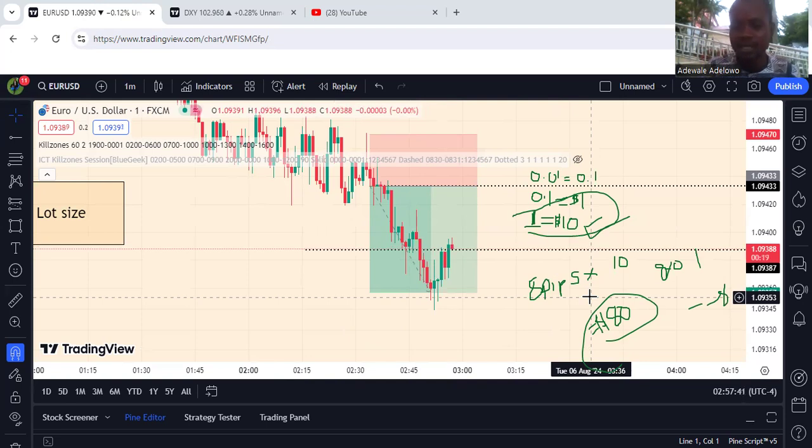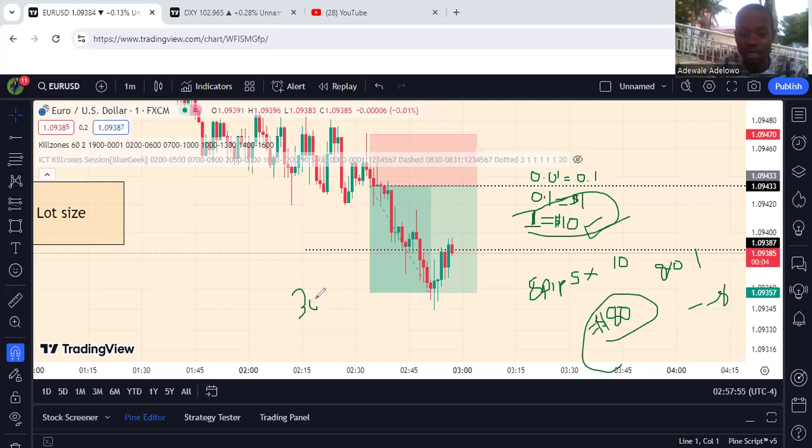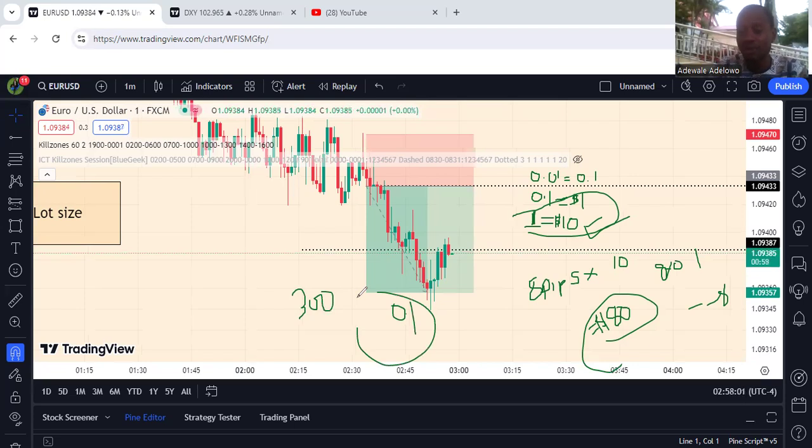So most times the lowest you want to use is 0.1. That's if you have an account. I will not recommend for you to use a bigger lot size when you have a smaller account. If you have at least a $300 account, you can use 0.1. That's if you're very good. Use 0.1 so that you can make a meaningful amount of money. Imagine if you're making $80 almost every day. 8 times 5, that's $40 every week. So it's money.